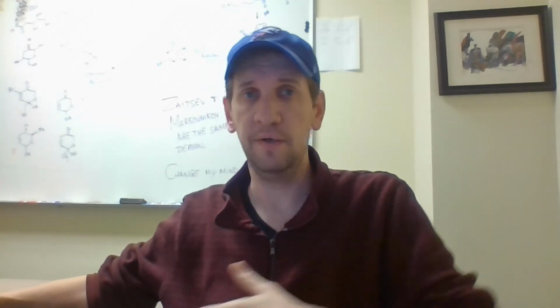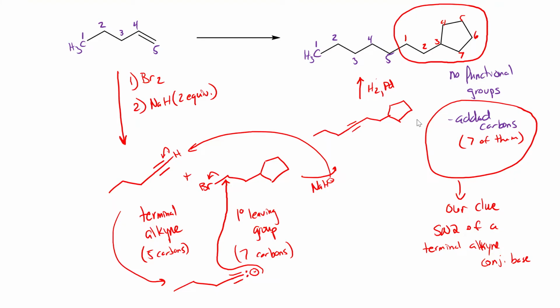If you didn't see all of those in the same time frame that I saw them, that's okay. This is a little bit new, and we're still going to practice this a fair amount. But the point here is counting carbons. Sometimes the functional group difference is not the presence of things like bromine or oxygen or anything else. Sometimes the functional group difference is I've got 7 more carbons than I started with. And that's always a clue, because how have we added carbons? We've really only done that one way, and that's the SN2 of a terminal alkyne conjugate base.